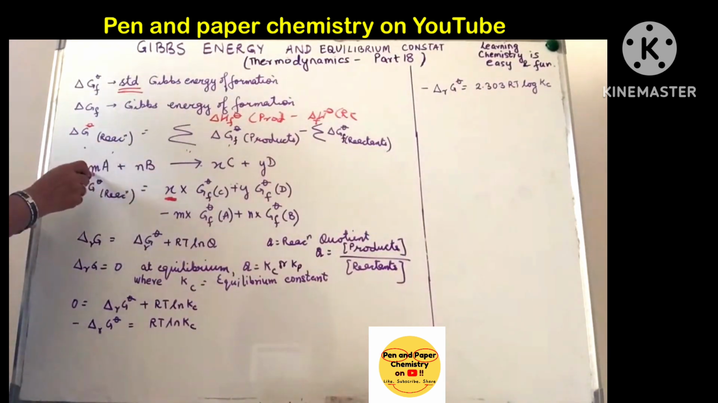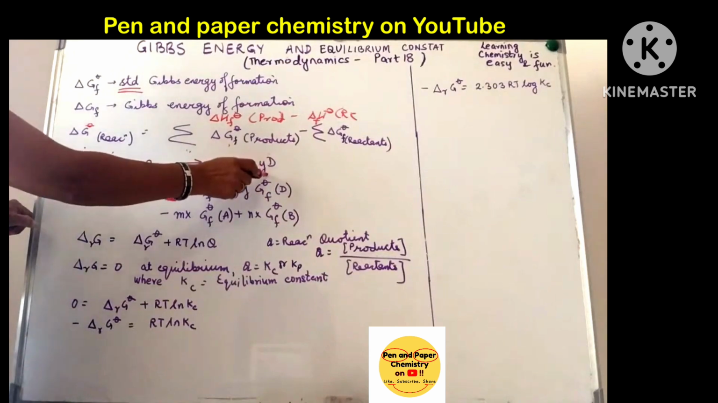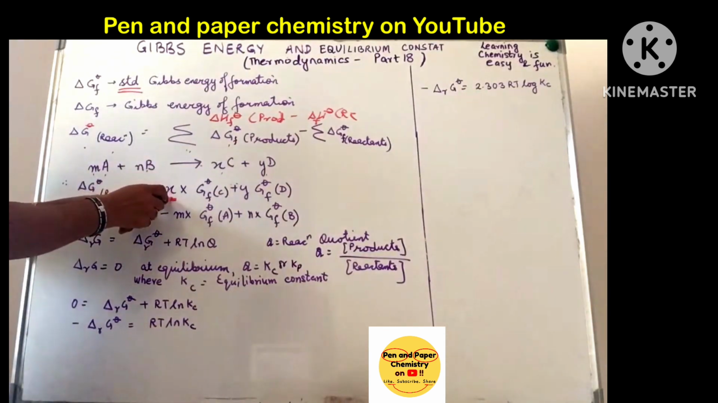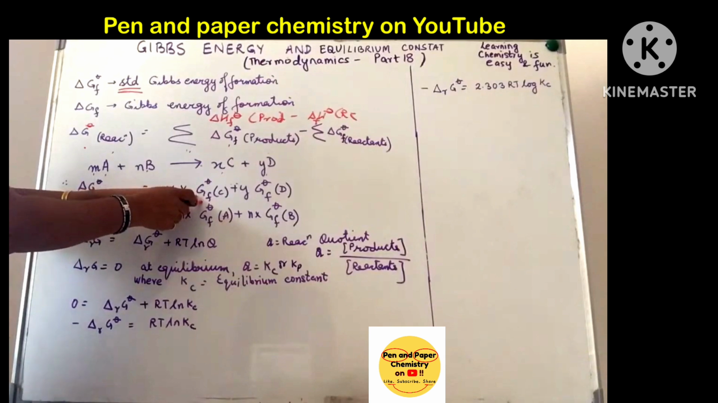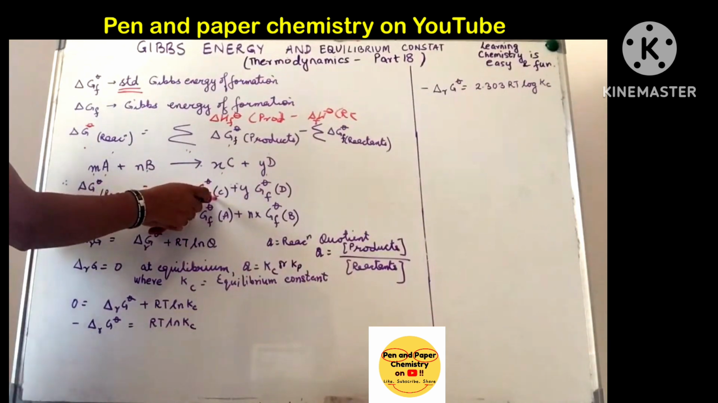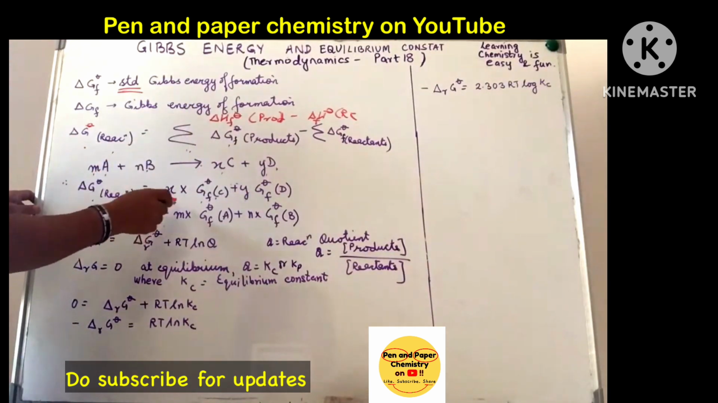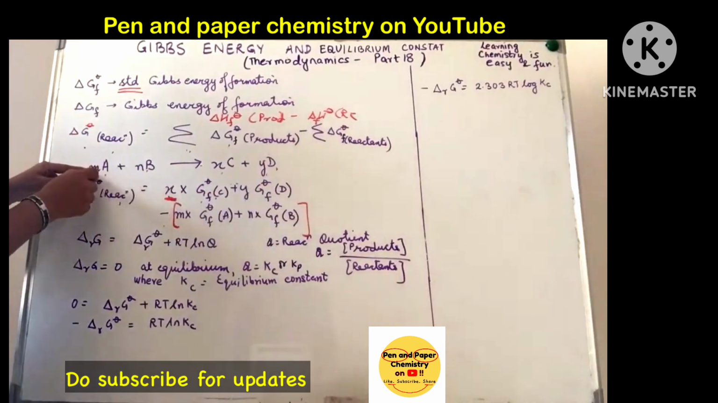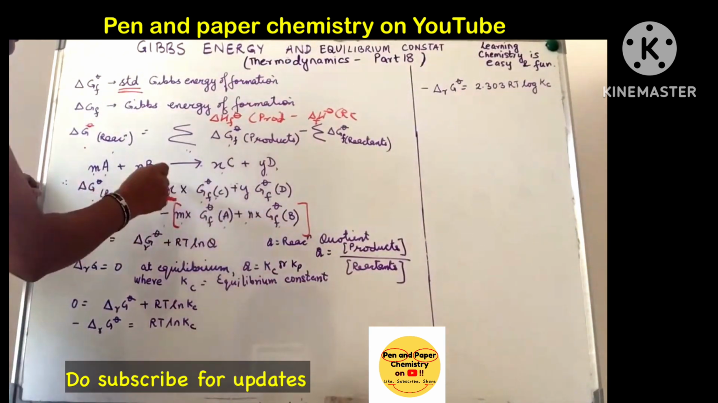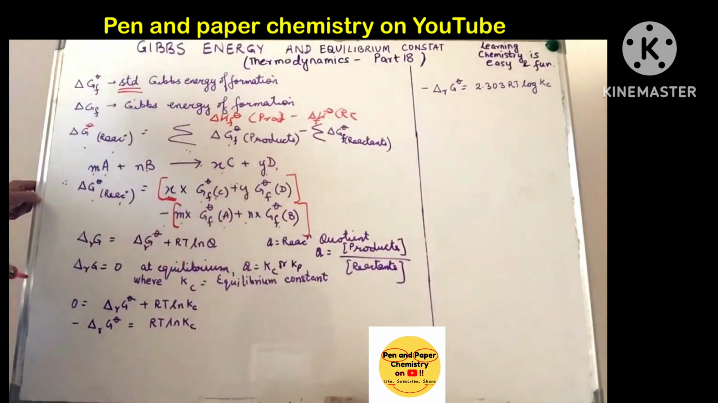So if I have m moles of A, n moles of B, x moles of C and y moles of D, the Gibbs energy change for the reaction is given by the number of moles of C, which is x, multiplied by the Gibbs energy of formation of C, plus the number of moles of D, y, into the Gibbs energy of formation of D, minus the number of moles of A, which I put as m, into the Gibbs energy of formation of A, plus n into the Gibbs energy of formation of B. We put it in brackets just to avoid confusion related to the sign.